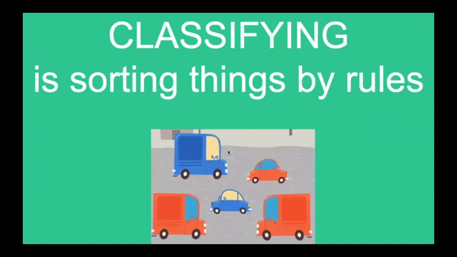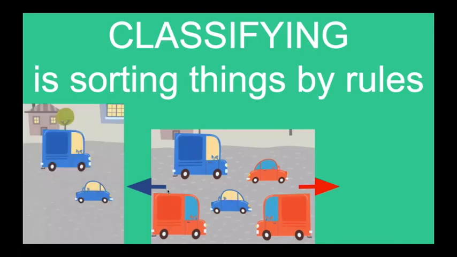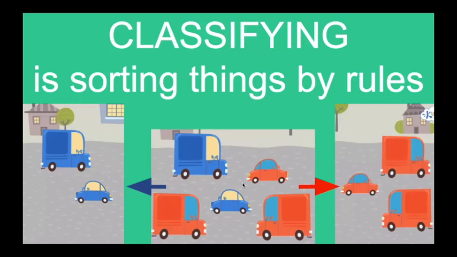Also, we can classify or sort these cars by color. The rule is color. So we have blue and red. We can split them into 2 groups, blue cars and red cars, right?